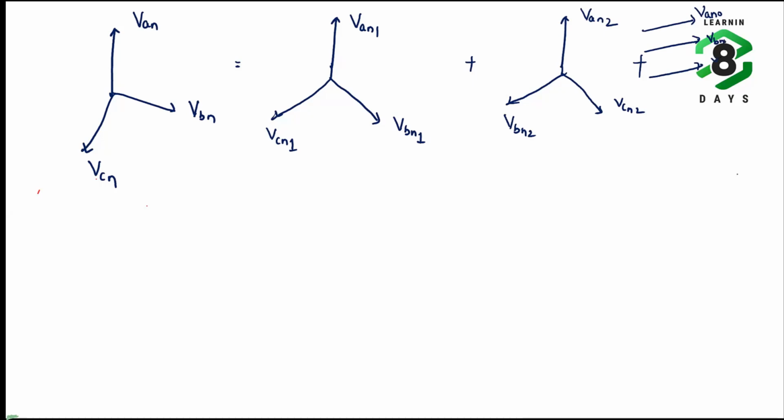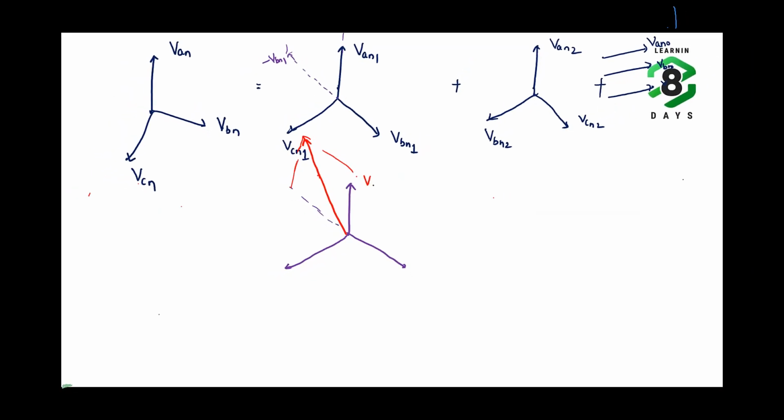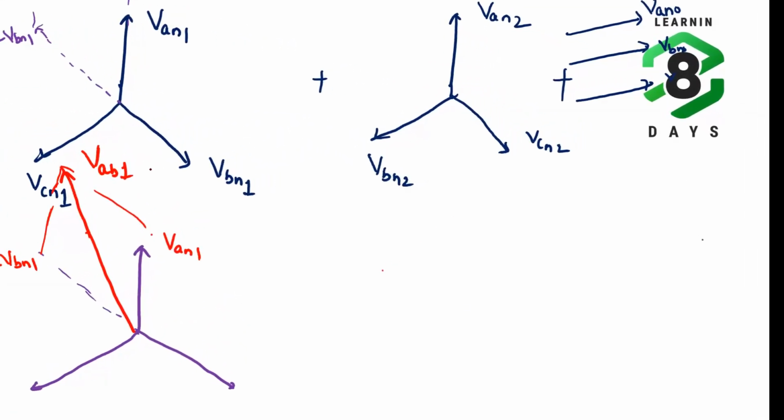Okay. Now, the positive sequence phase voltage is X at an angle theta. The line to line voltage will become how much? So the negative value will be like this. So this is VAN1 minus VBN1. So this value will become how much? VAB1. VAB1 is VAN1 minus VBN1.